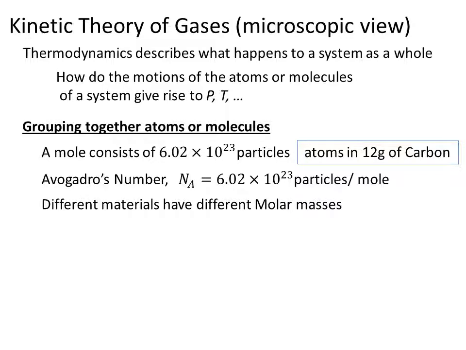Different materials have different molar masses. So 1 mole of oxygen is 16 grams, or 207 grams of lead is also a mole, or 18 grams of water is also a mole.